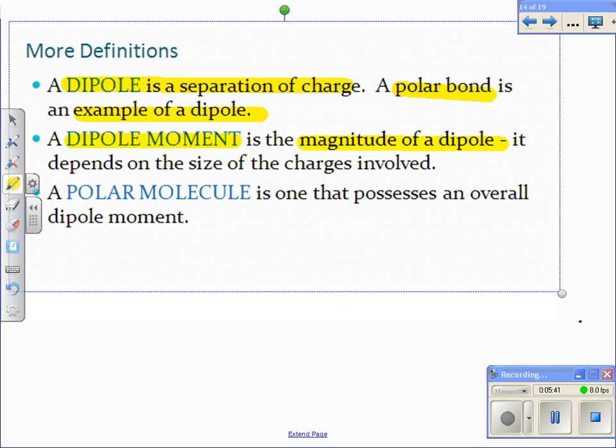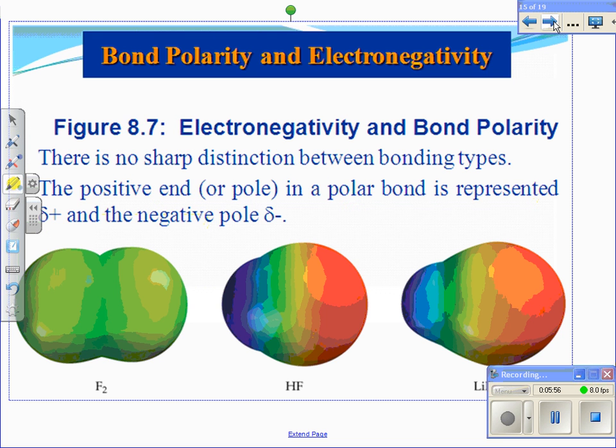How much of a difference is there between the two charges on one side of a molecule or the atom? It really depends on the size of the charges. And a polar molecule is one that possesses an overall dipole moment, which basically, if you look at a molecule, I'll show you, one side has a positive charge and one side has a negative charge because of the electrons.